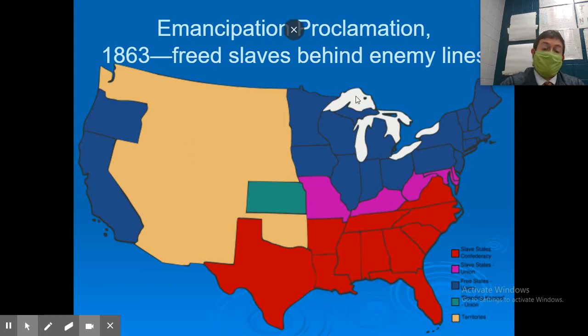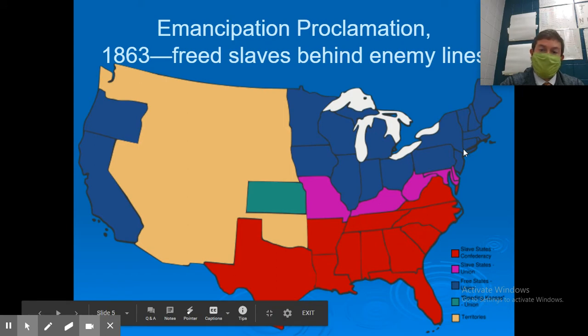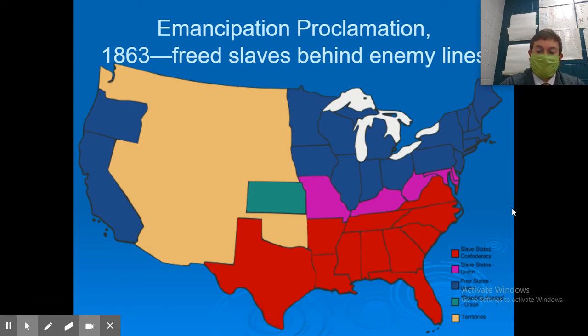So basically, the Emancipation Proclamation affected all of the red states and purple states. All the blue ones were already abolished. Slavery had already been abolished where they were by 1863.